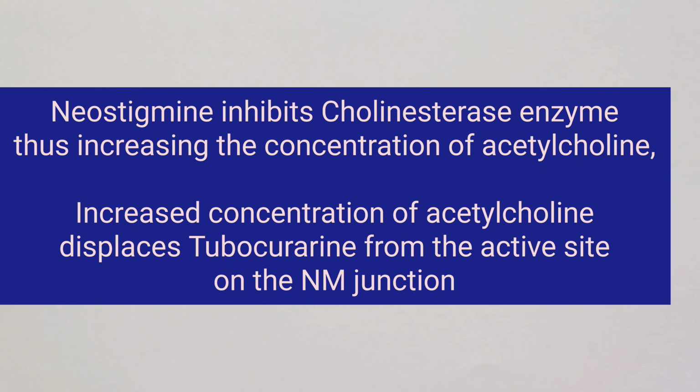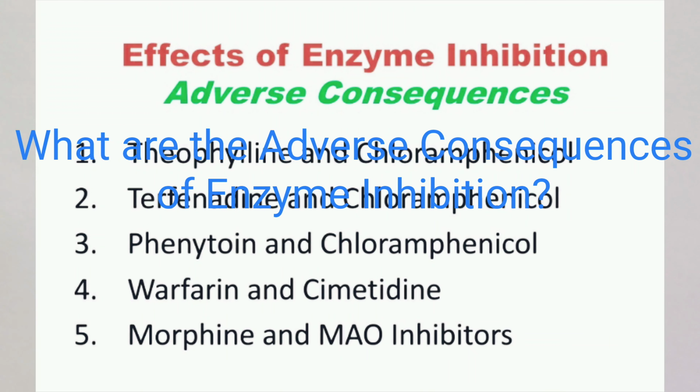Neostigmine inhibits the acetylcholinesterase enzyme, which is responsible for the degradation of acetylcholine to acetyl coenzyme A and choline. So, by inhibiting the acetylcholinesterase enzyme, there is increased accumulation and increased concentration of acetylcholine. So, increased concentration of acetylcholine displaces tubocurarine from the NM receptor at the neuromuscular junction, thus reversing the neuromuscular blocking action of tubocurarine. The next is, what are the adverse consequences of enzyme inhibition?